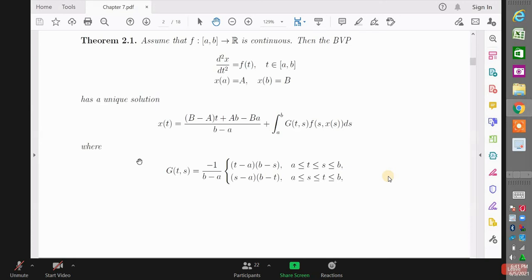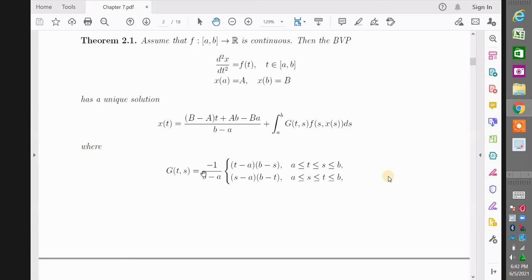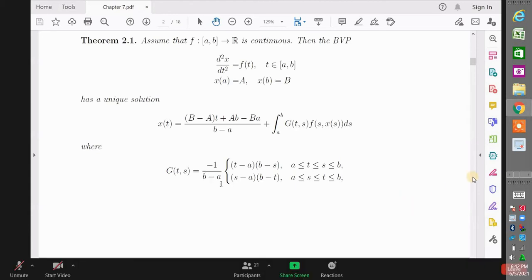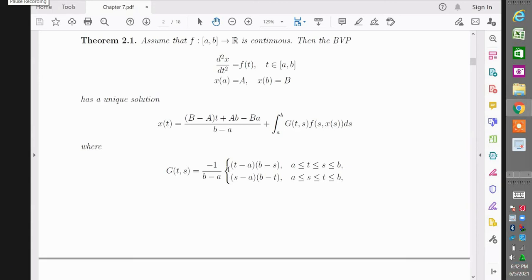Where g is Green's function, g of t, s is minus 1 over (b minus a) into (t minus a) into (b minus s) for a less or equal to t is less or equal to s is less or equal to b. Also, g of t, s is minus 1 over (b minus a) into (s minus a) into (b minus t) for a is less or equal to s is less or equal to t is less or equal to b.